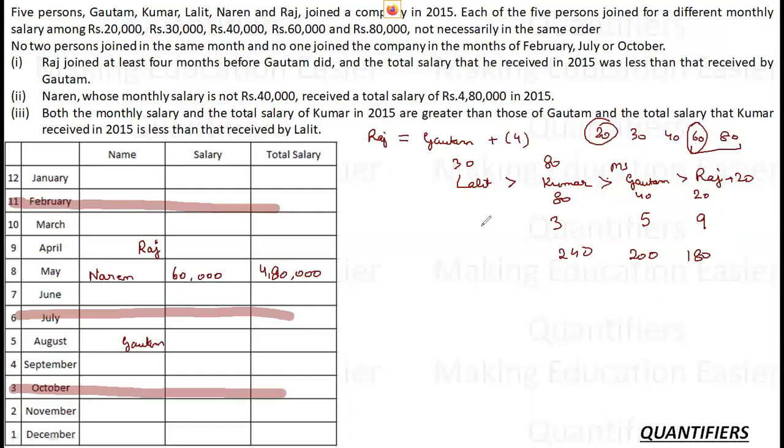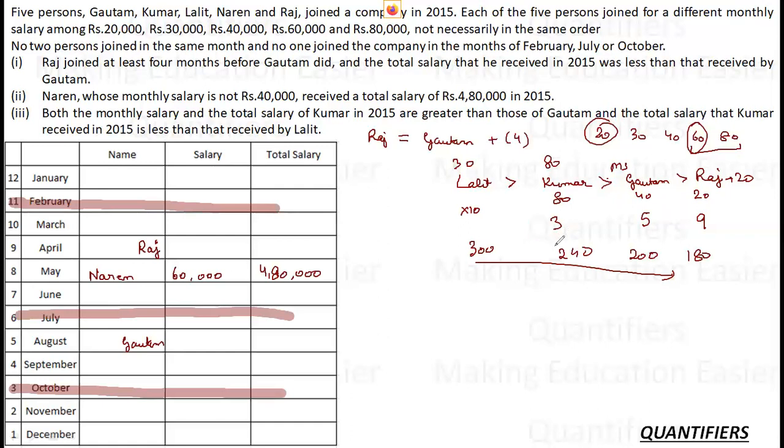80 into 3 is 240, 40 into 5 is 200. Lalit is 30 into 9, 270. 9 is not possible. 30 into 10 is 300. And this case comes when Gautam is working for 5 months and Raj is working for 9 months. 20 into 9 is 180, Gautam is 40 into 5, 200. In order to exceed, 80 into 3.